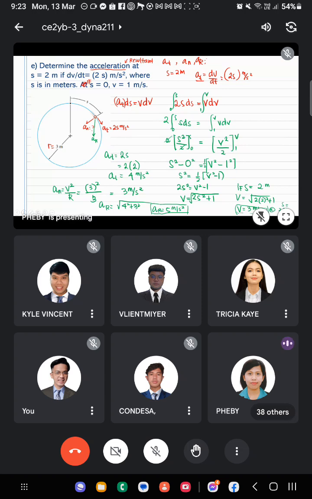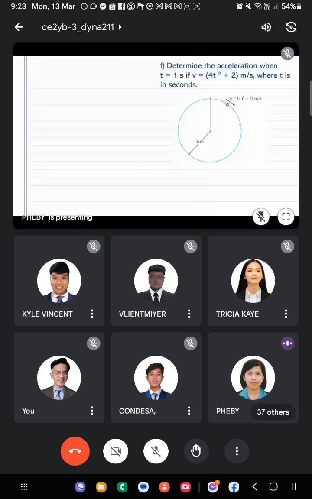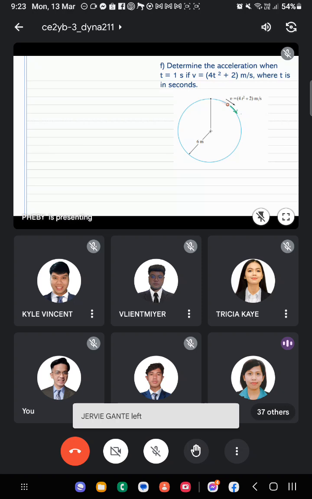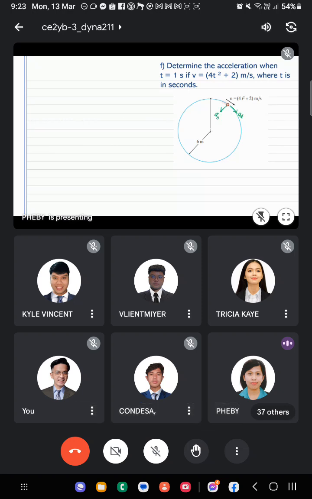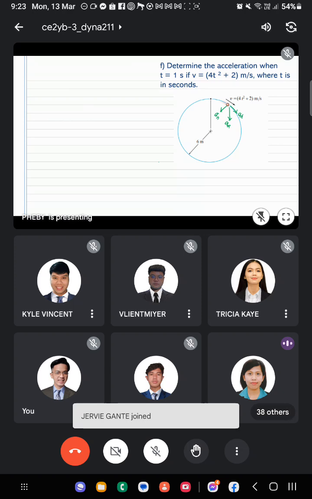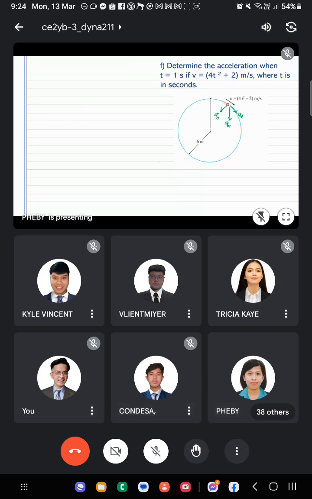Next na tayo. So for F naman, determine the acceleration when time is 1 second and v is 4t squared plus 2 meter per second, where t is in seconds. So meron siyang tangential acceleration and meron siyang normal acceleration. And ang hinahanap sa atin is our resultant acceleration. Yun yung hinahanap. So, our v is 4t squared plus 2, and our t is 1 second, and radius natin is 6 meters.